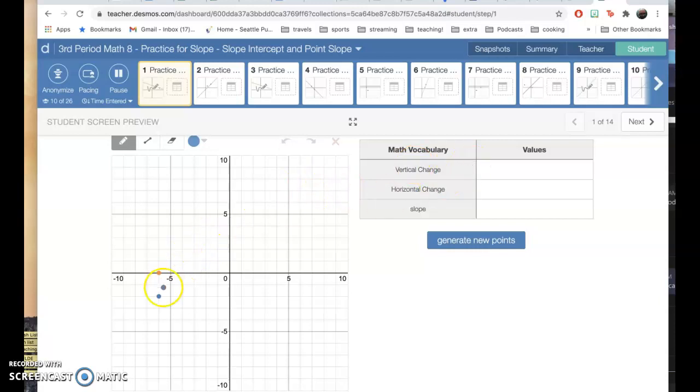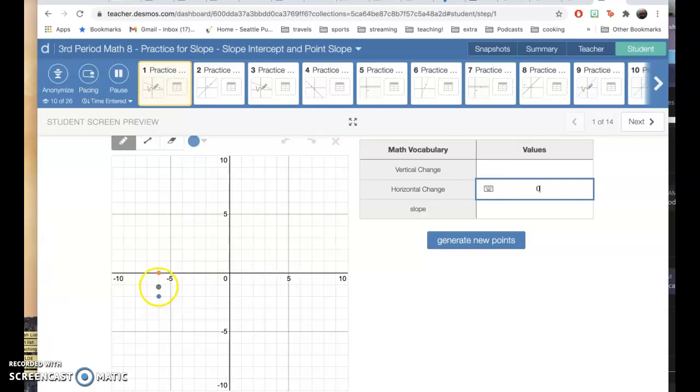All right, so when we're doing this slideshow here, this is for third period math, practice for slope, slope intercept, and point slope. What we're doing is we're trying to track rise over run. So if I look at these 2 points, my run, which is horizontal, is 0. So I could go ahead and write that as 0.